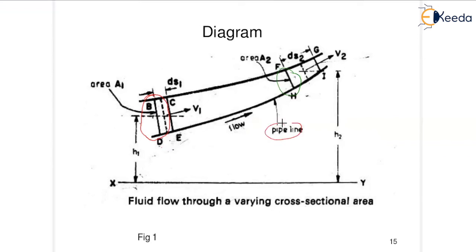This is a pipeline, and this is the flow, and this is the height H1, and here this is the height H2, and the velocity here is V1, and this is the velocity V2. The difference between these two is taken as ds2, and the difference between these two is taken as ds1.